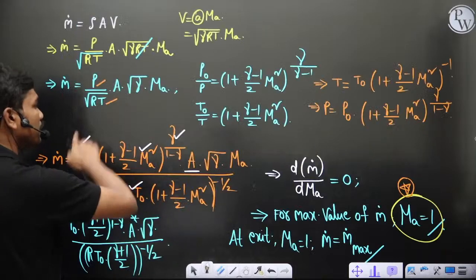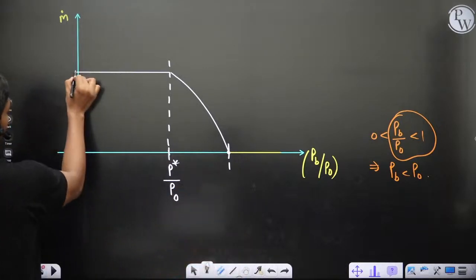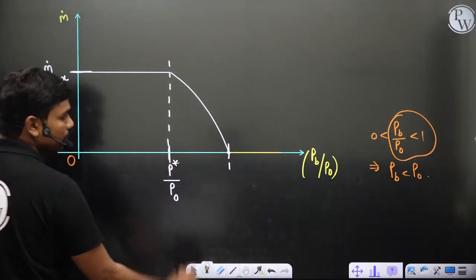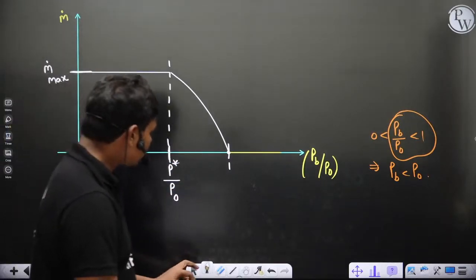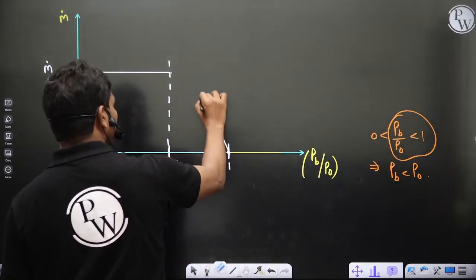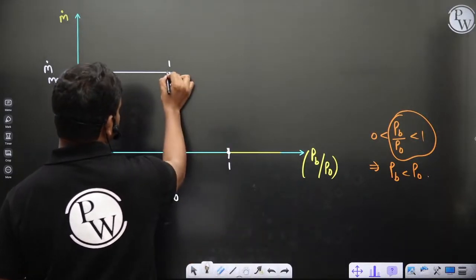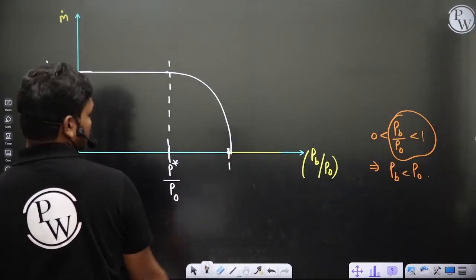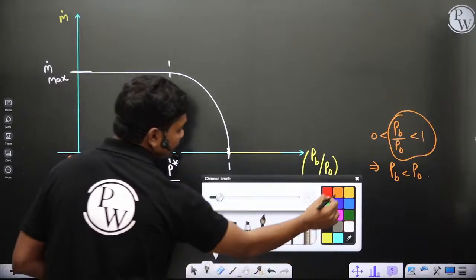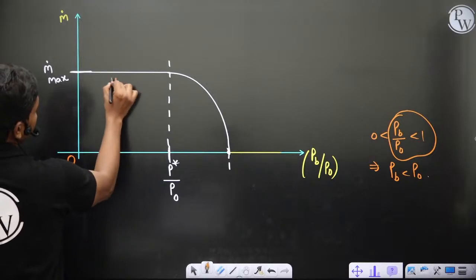This is the complete maths which supports this result. Here you get m dot maximum, and this happens when the back pressure is equal to P star. Clear? Let me draw this curve slightly slowly, because in the initial part the mass flow increase happens very fast, like this. So this is the variation of mass flow rate with respect to back pressure.